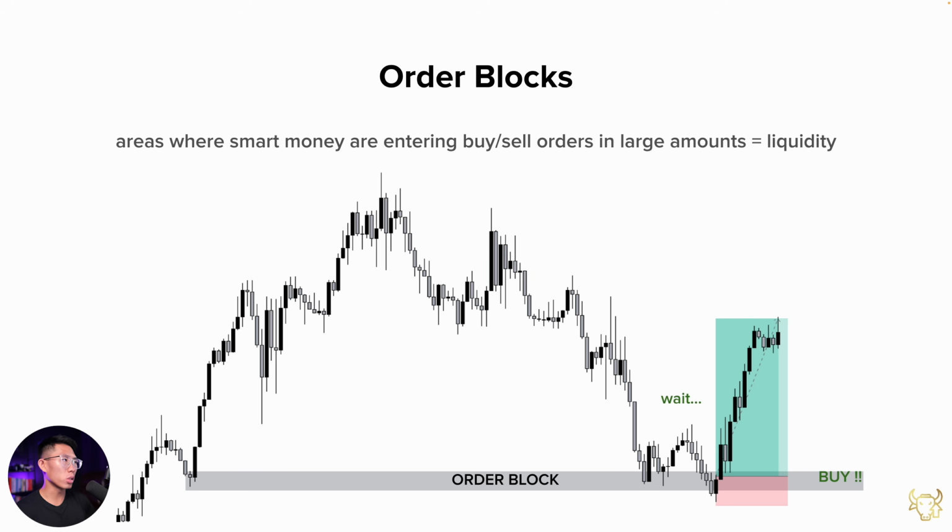Now, firstly, what are order blocks? Order blocks are basically areas where smart money are entering buy or sell orders in large amounts. You must understand, the market moves based on liquidity. It needs liquidity to create these large price movements. So over here, in this example, price did not have the strength to move up until it actually broke through the order block a little bit. And then that is when you can see the smart money enter for a buy position right here. And you can see price just skyrocketed. So basically order blocks are where smart money are entering a lot of buy or sell orders, and this creates liquidity that is able to move the market.